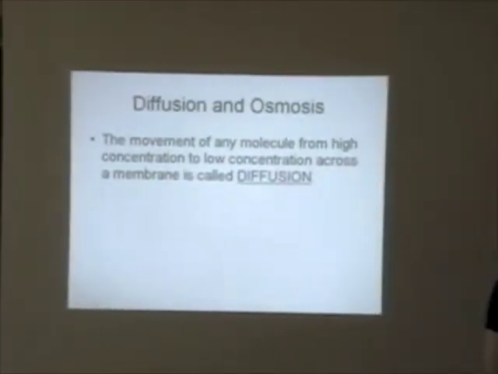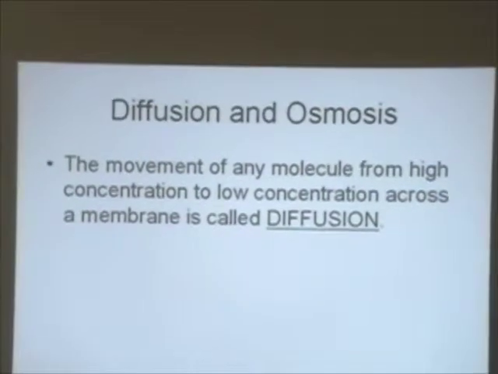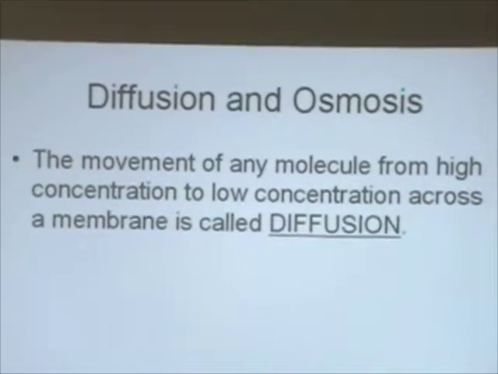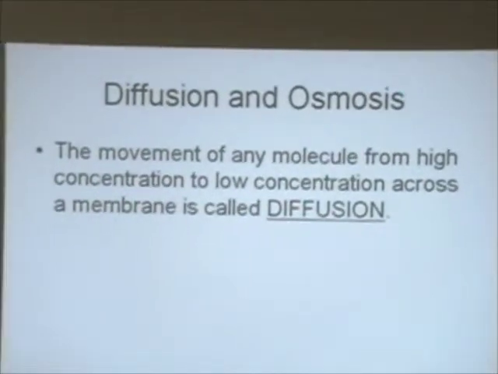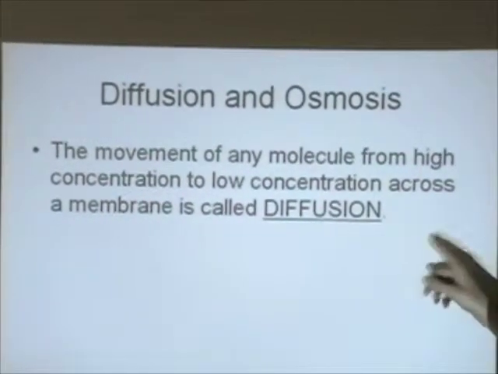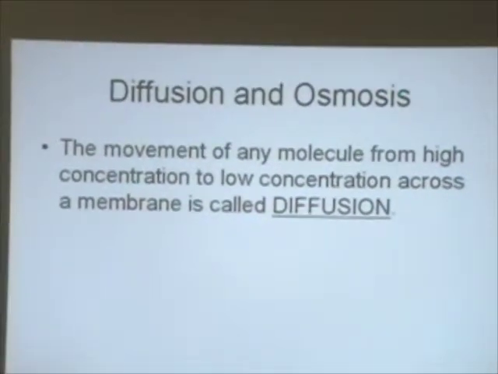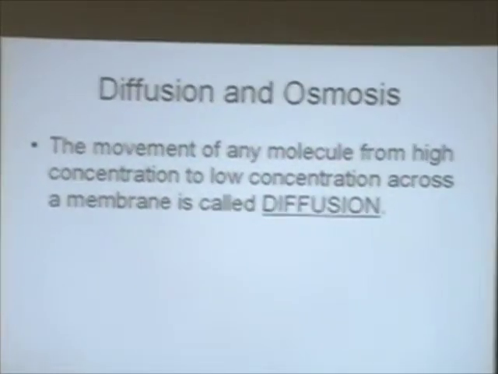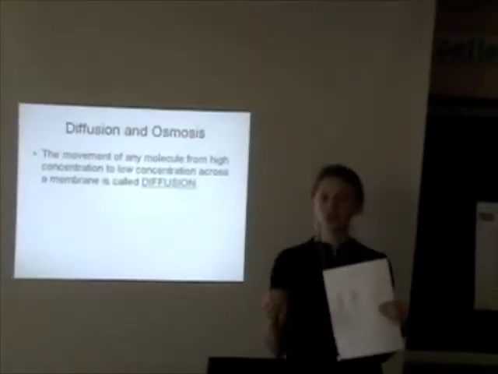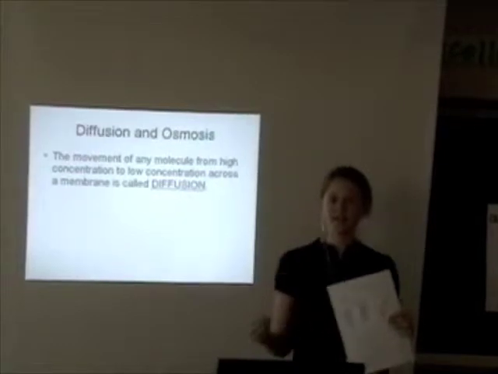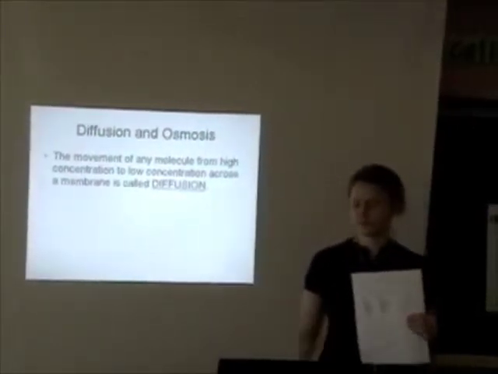Now we're going to think for a moment about two different ways that things can enter and exit the cell. Hopefully these concepts are pretty familiar to you. They're called diffusion and osmosis. So we're at the bottom of your handout now for diffusion and osmosis. Diffusion is the movement of any molecule from a high concentration to a low concentration across the membrane. That's what diffusion is. So if we're talking about gas, if we're talking about nutrients, even if we're talking about bacteria or viruses, if they're moving across the cell membrane into the cell, that's called diffusion.